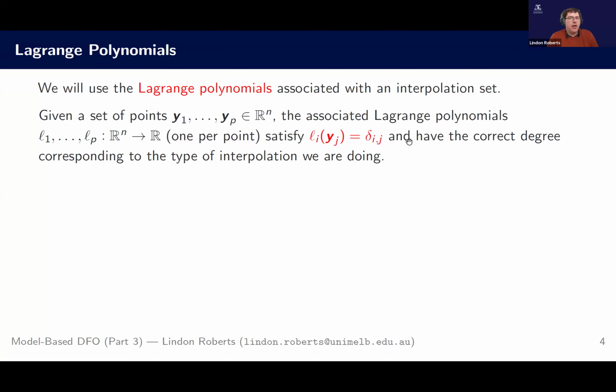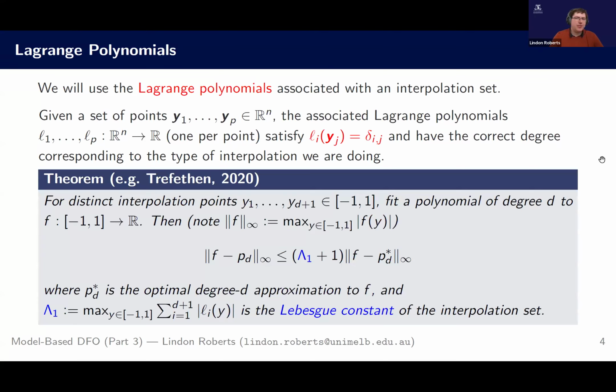And to make this well defined, we assume that the degree of the polynomials is going to match the type of interpolation we're doing. So if we're doing linear interpolation, these polynomials are going to be linear and satisfy these interpolation conditions. If we're doing quadratic interpolation, Lagrange polynomials are quadratic, and so on. So this is the tool we're going to work with. This is not a DFO specific quantity. This is very highly used, particularly in approximation theory. And to give you an idea of why this can be useful, this is a traditional result from approximation theory.